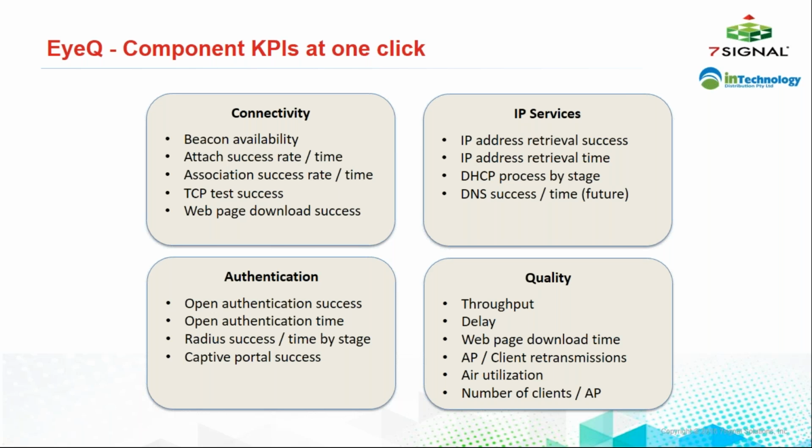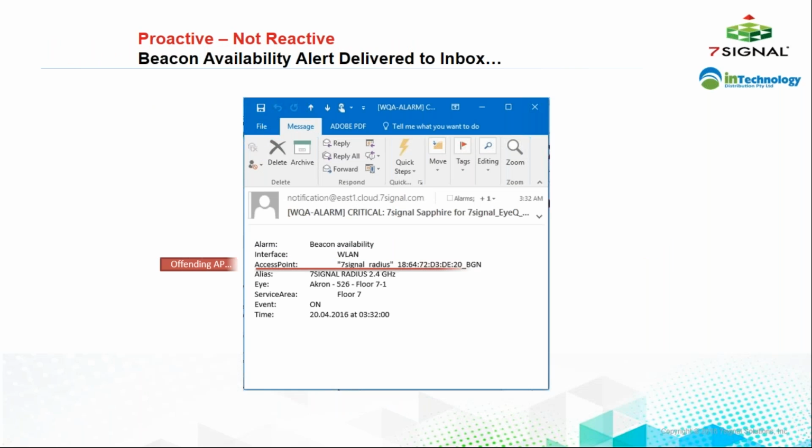Like I said, in IP services, the DHCP process, stage by stage. And under quality, all of those things that you see there, including air utilization and also capturing the number of clients per AP. And in doing so, we can actually tell you right out of the gate, are we having coverage problems? Are we having capacity issues? And it's all brought right to you.